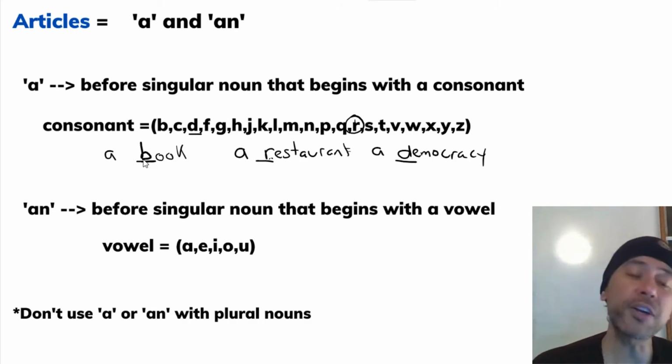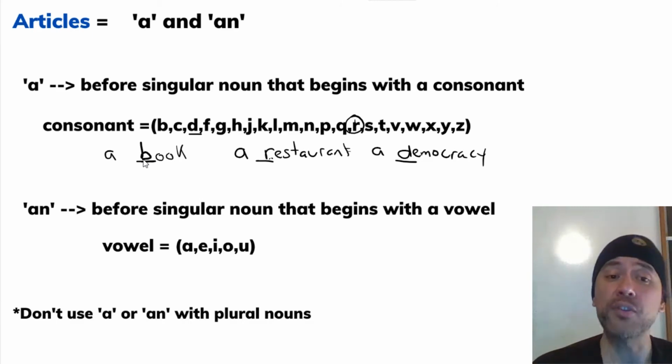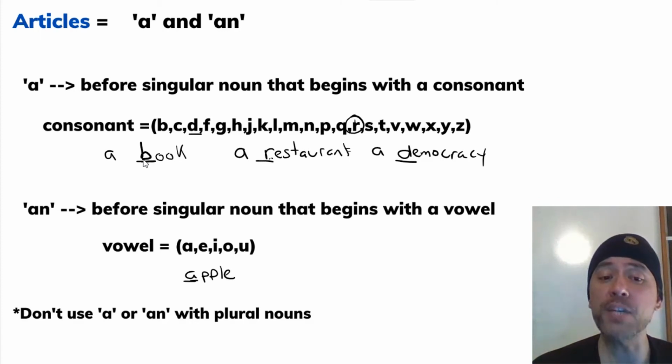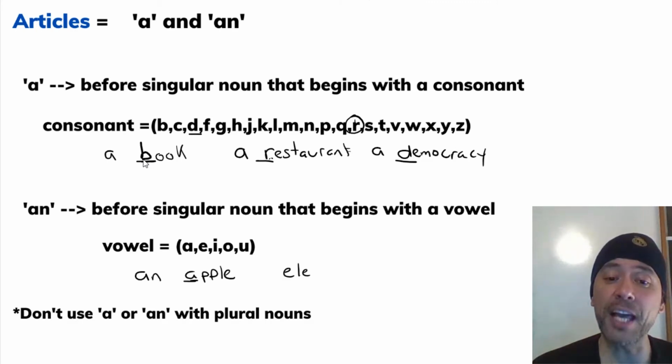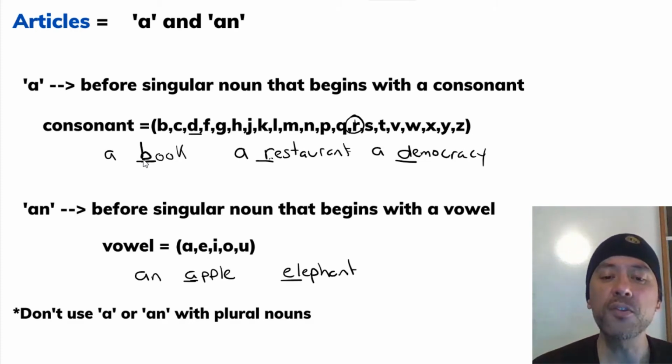All right, let's now look at the article an. This one goes with vowels. So nouns that begin with the vowel A, E, I, O, U. An example would be apple. Apple begins with a vowel, and because of that, I'm going to use the article an. So I will say an apple. What else can I say? How about elephant? Elephant begins with the letter E, which is a vowel, so I can say an elephant.